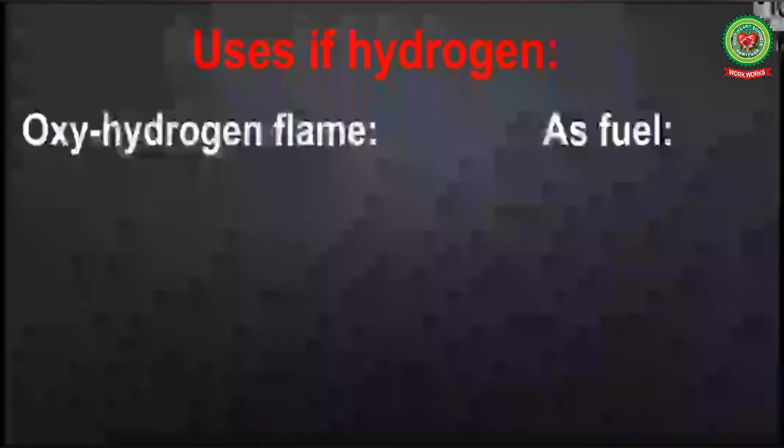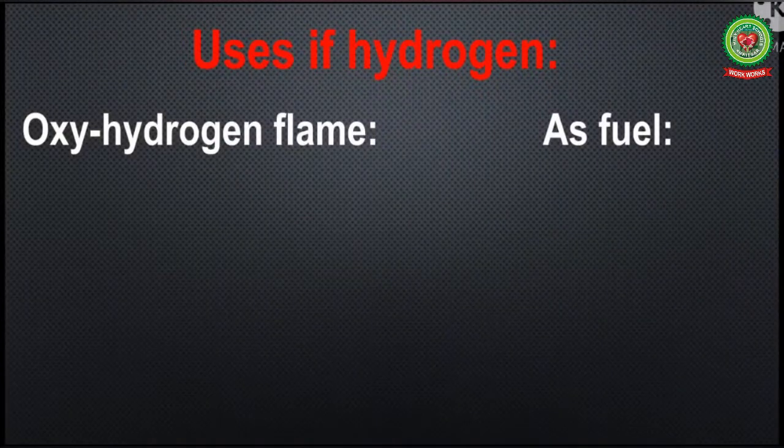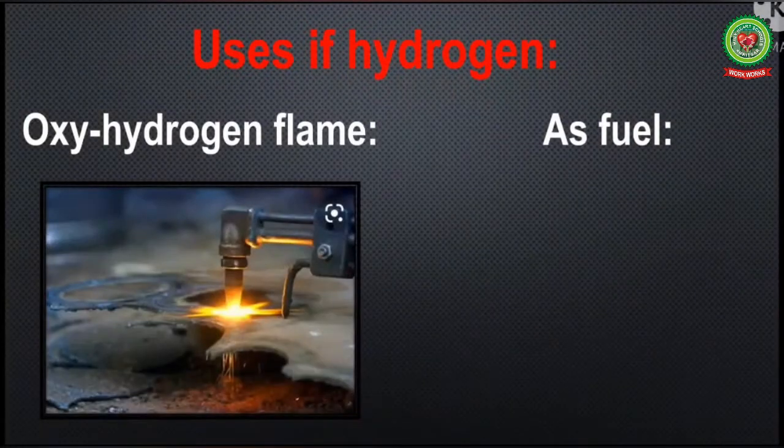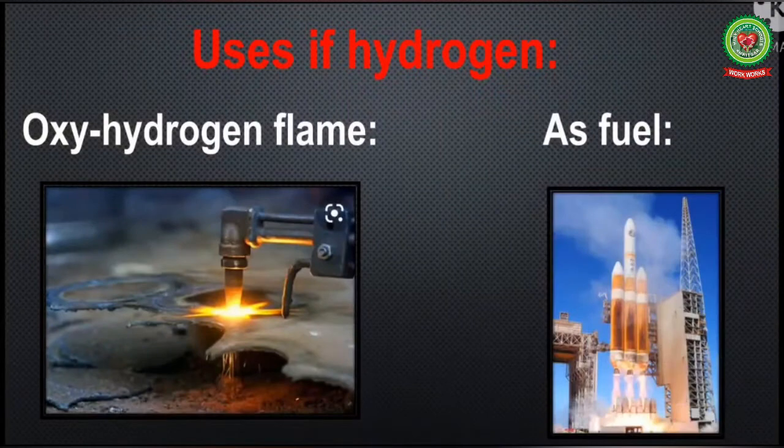Let's study about uses of hydrogen. Oxyhydrogen flame. When a mixture of hydrogen and oxygen is burnt, very high temperature is produced, which is used for cutting and welding of metals. As fuel, a mixture of liquid hydrogen and liquid oxygen is used as a rocket fuel.